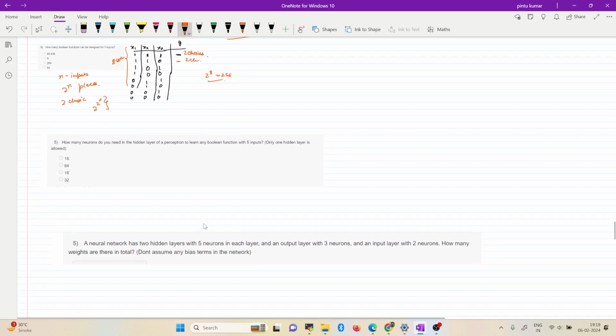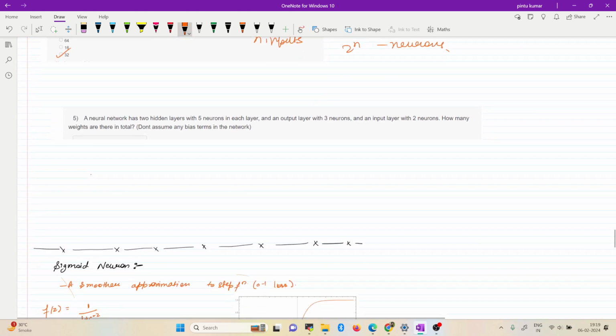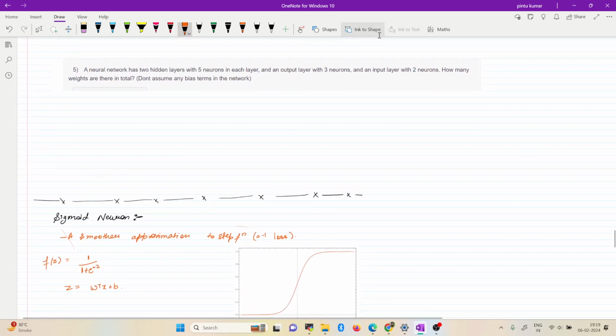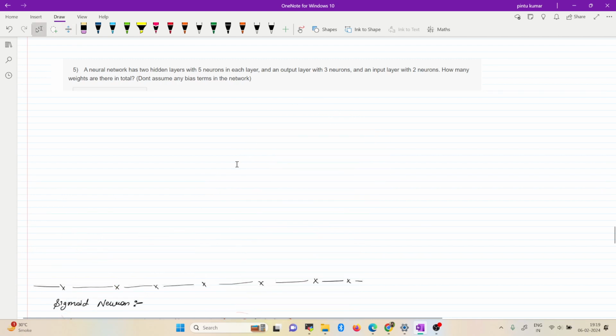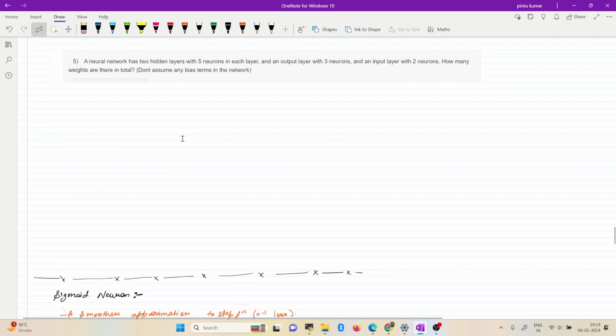So similarly, for 5 inputs, you will have 2 to the power 5 neurons in the hidden layer. For n inputs, you will have 2 to the power n neurons, right? So this 32 is correct. Somebody typed it in the chat also. 32 is correct. Okay, so this is another question.